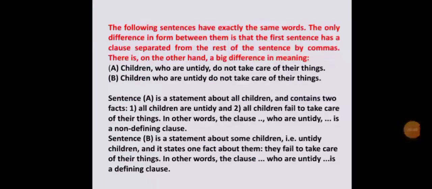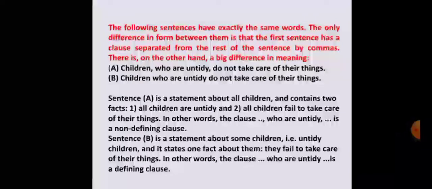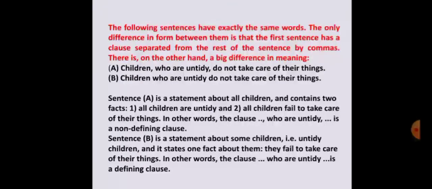The following sentences have exactly the same words. The only difference in form between them is that the first sentence has a clause separated from the rest of the sentence by commas. There is, on the other hand, a big difference in meaning. Children, who are untidy, do not take care of their things. Children who are untidy do not take care of their things. Sentence A is a statement about all children and contains two facts.